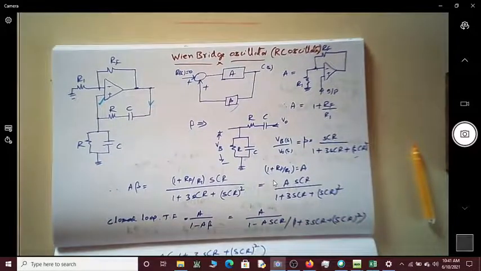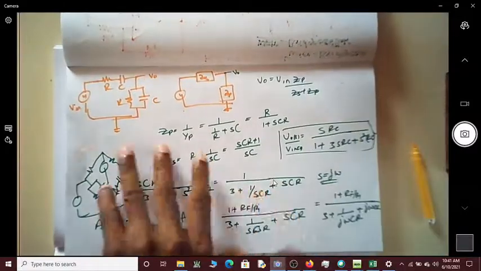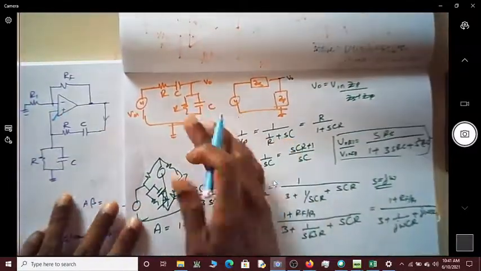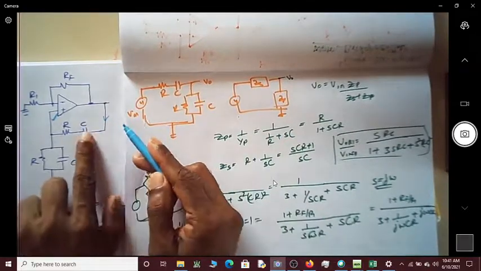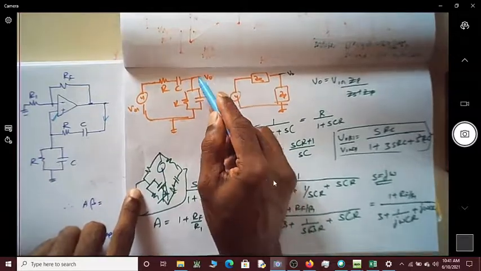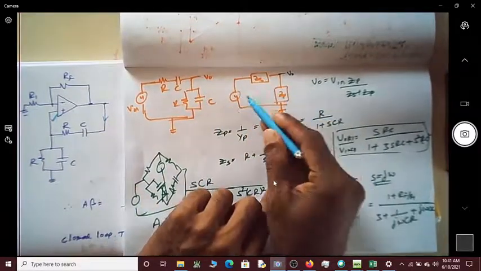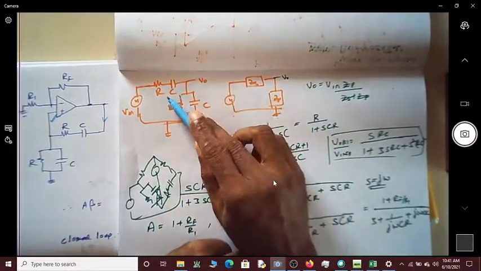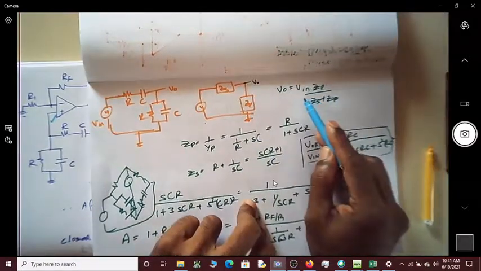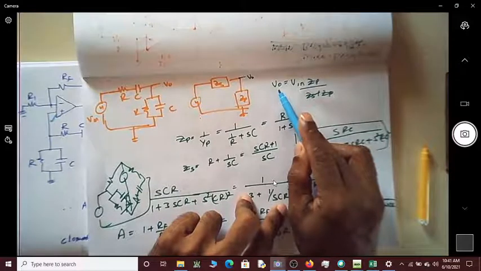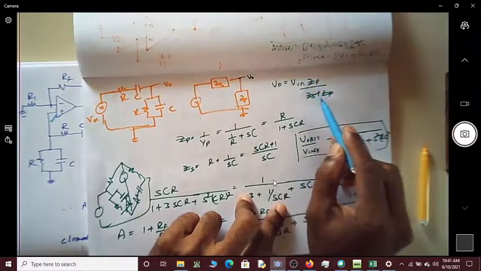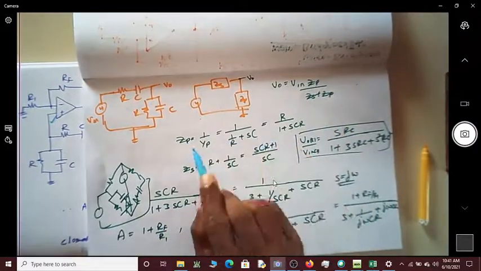Before that, of course, as we discussed in one of the earlier videos, this is what we have. If we just look at this one, I have this series arm here, and then I have a shunt arm. The output voltage is taken across the shunt arm. So considering this series impedance as Zs and Zp, I can write the output expression as Vout by Vin equals Zp by (Zs plus Zp).